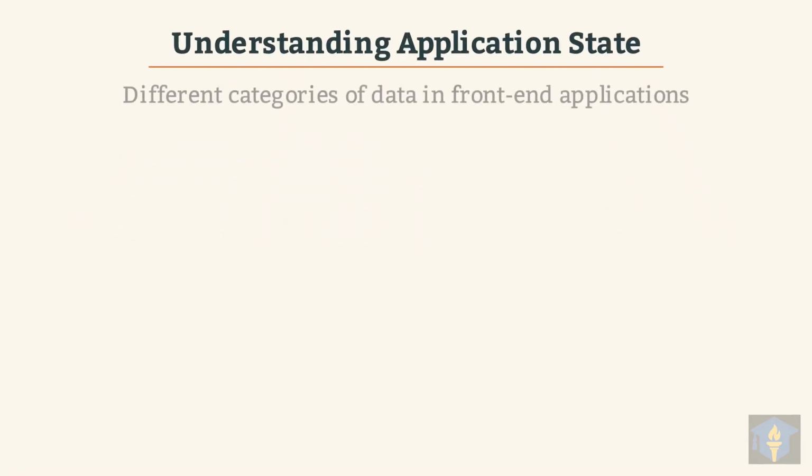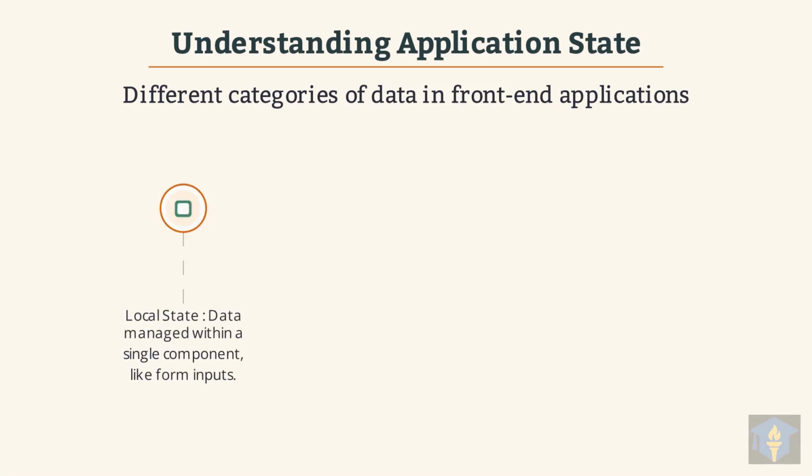Let's delve into understanding application state, which is essentially all the data your application manages. We'll explore the different categories of data that exist within front-end applications and how they are used. Local state refers to data managed exclusively within a single component, such as values in form inputs.